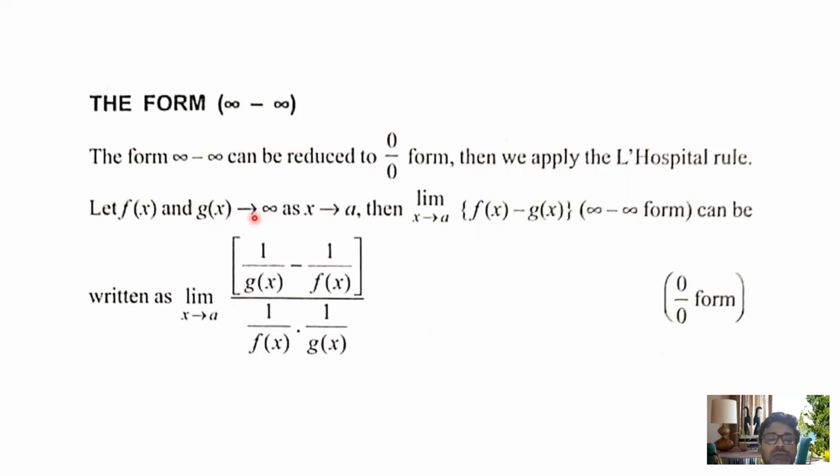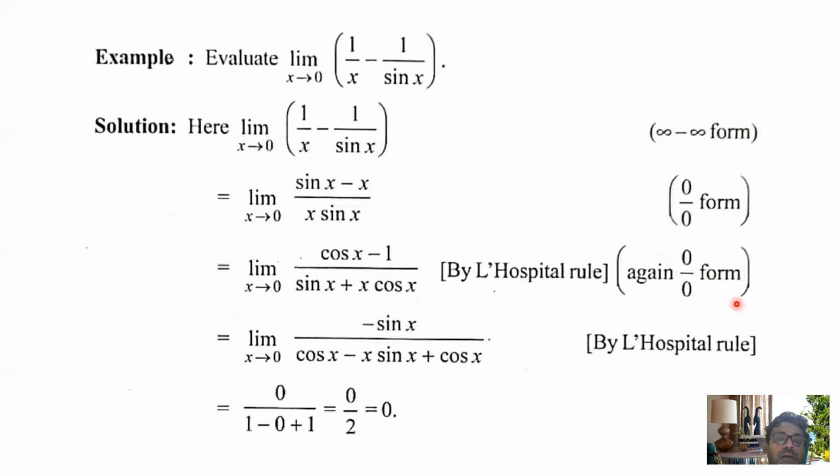Let f(x) tends to infinity and g(x) tends to infinity as x tends to a. Then limit x tends to a of f(x) minus g(x), that is infinity minus infinity form, can be written as limit x tends to a of (1/g(x) minus 1/f(x)) by (1/f(x) into 1/g(x)), that is 0 by 0 form. So from here it is clear, if you have any infinity minus infinity form, we have to reduce this form to a 0 by 0 form. Then we can apply L'Hospital rule to find the solution of the limit. Try to understand.